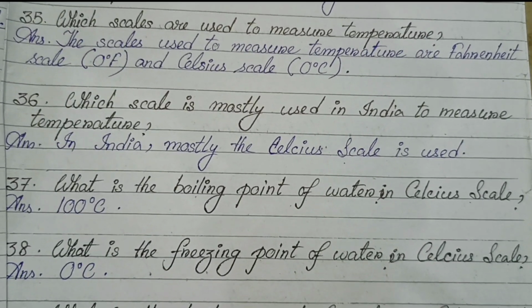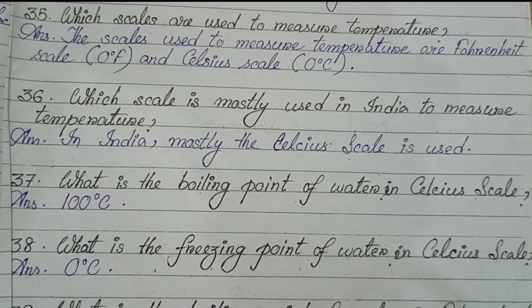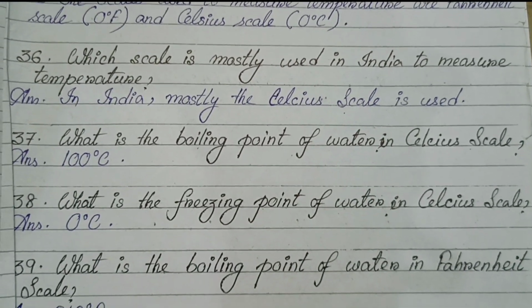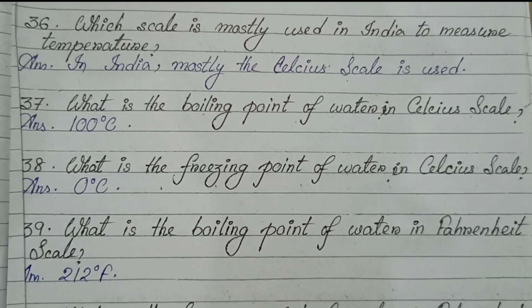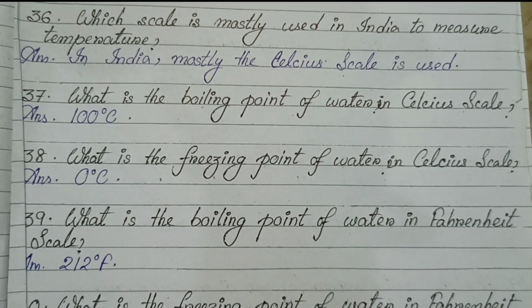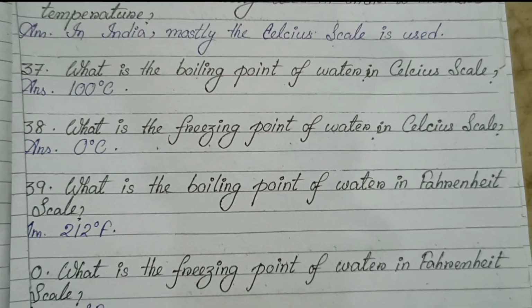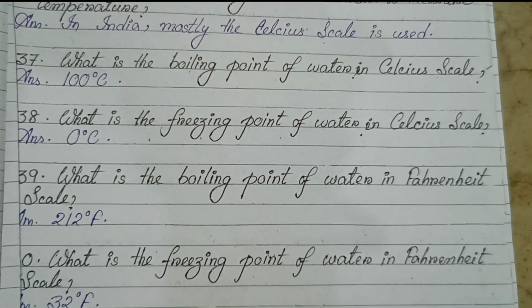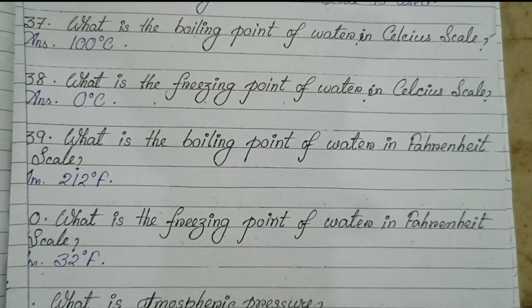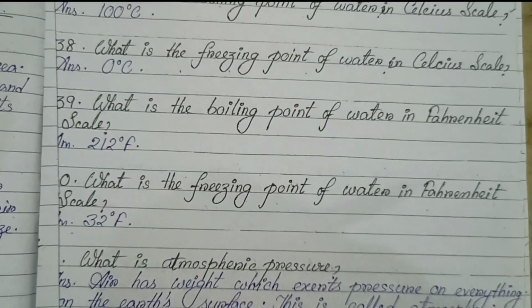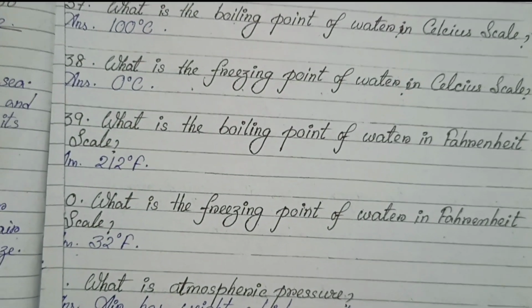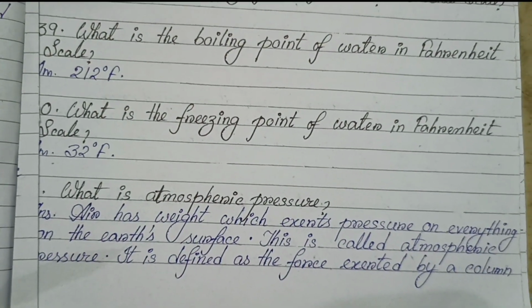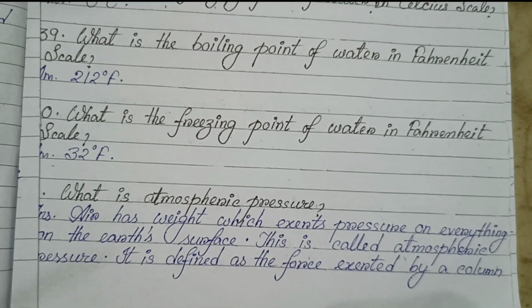Okay, next one, 36. Which scale is mostly used in India to measure temperature? In India, mostly the Celsius scale is used. 37. What is the boiling point of water in Celsius scale? 100 degrees Celsius. 38. What is the freezing point of water in Celsius scale? 0 degrees Celsius. 39. What is the boiling point of water in Fahrenheit? 212 degrees Fahrenheit. 40. What is the freezing point of water in Fahrenheit scale? 32 degrees Fahrenheit.